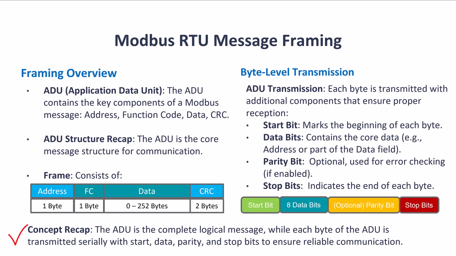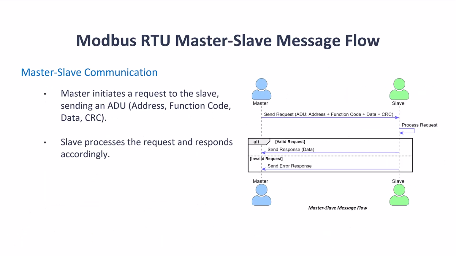So in summary, the ADU is a full logical message, and each byte of the ADU is framed with the start, data, and optional parity and stop bits, ensuring smooth and reliable communication from the physical layer up. Okay, now let's look at how communication flows in Modbus RTU. The master always initiates, sending a message in the form of an ADU. The slave receives the request and processes it. If it's valid, it sends back a response. If there's a problem, it sends an error response. This is a strict master-driven model where the slave only replies when spoken to.